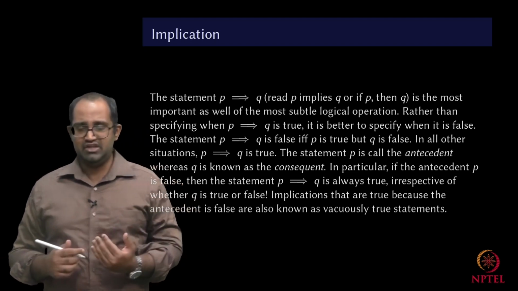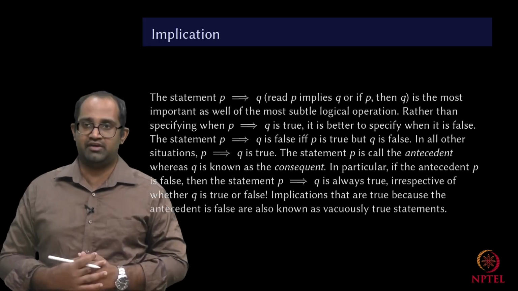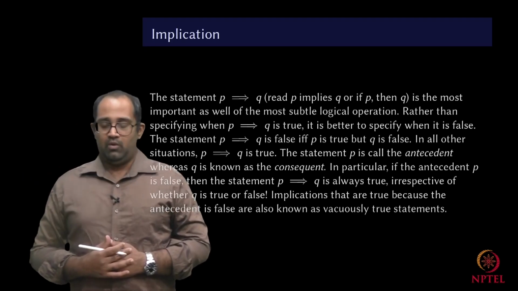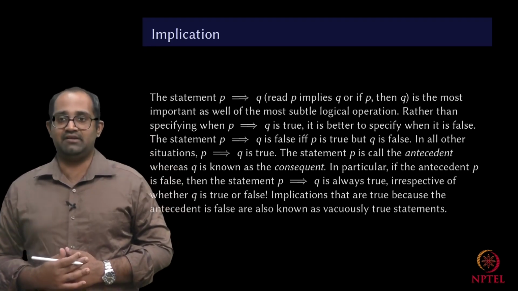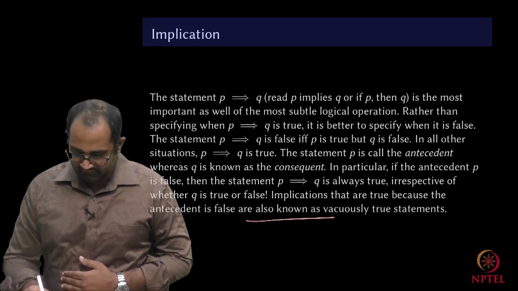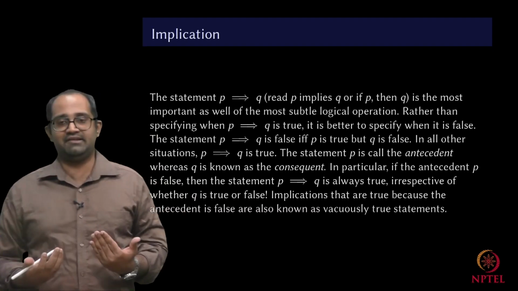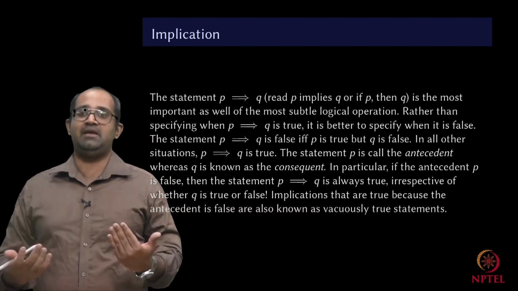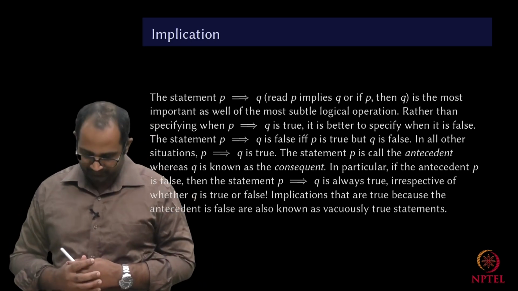This is by convention, backed up by these heuristic examples of our everyday usage of the word implies. Now, implications that are true because the antecedent is false are known as vacuously true statements. That is, because the antecedent is false, it does not matter what the consequent is, P implies Q is true. Such situations are called vacuously true statements.